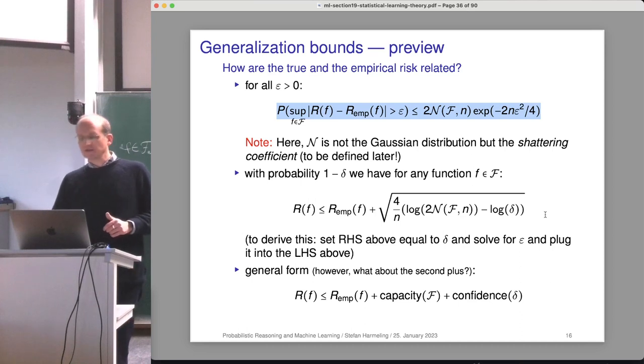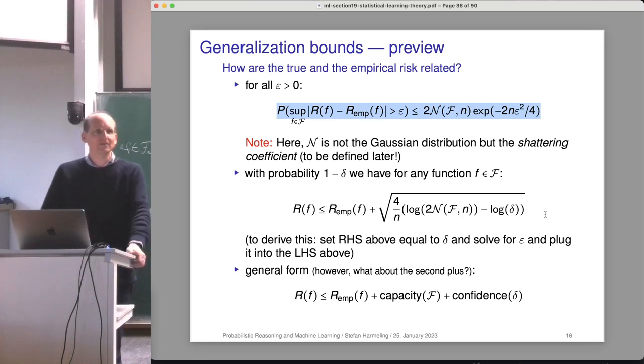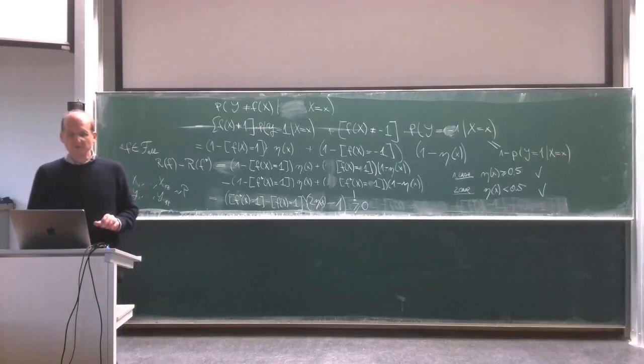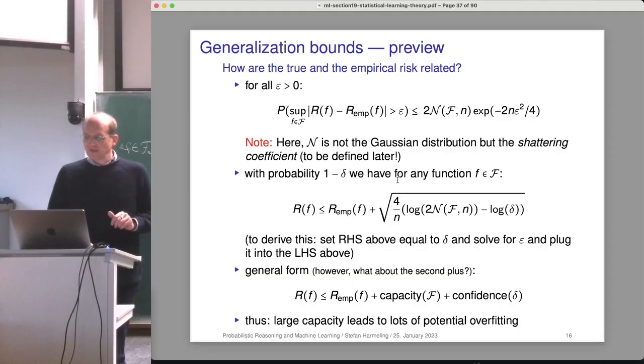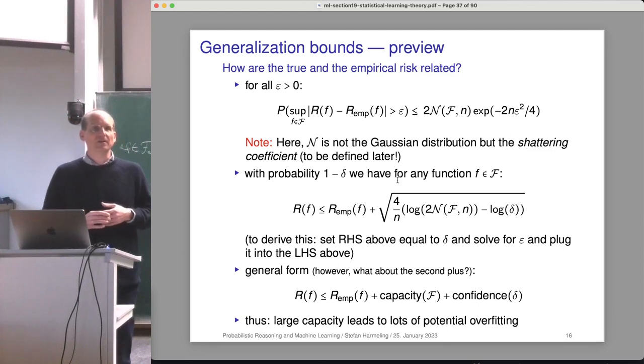And the other one is just a corollary, or whatever it is in English. It just follows from such a bound. So we can take from this that if we have a large capacity, that leads to lots of potential overfitting. For neural networks, I don't draw a picture now, it means that if you have super many parameters, in principle you are at risk of overfitting.